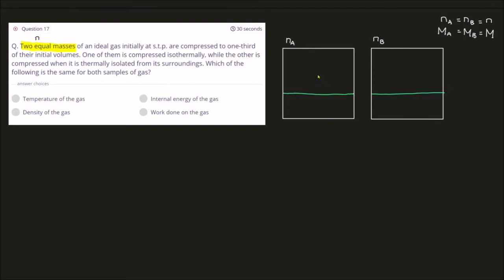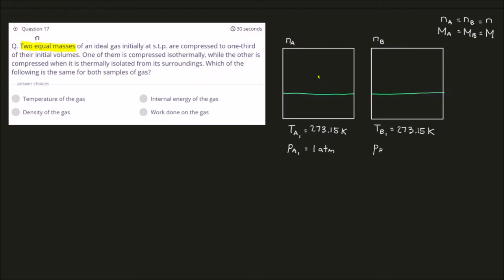They're initially at STP. So initially, T_A initial is equal to 273.15 Kelvin, and it's the same for system B, equal to 273.15 K. Why do I know it's 273.15 K? Because it's standard temperature and pressure. The standard temperature is 0 degrees Celsius, the standard pressure is 1 atm. So the pressure of system A initial is 1 atm.